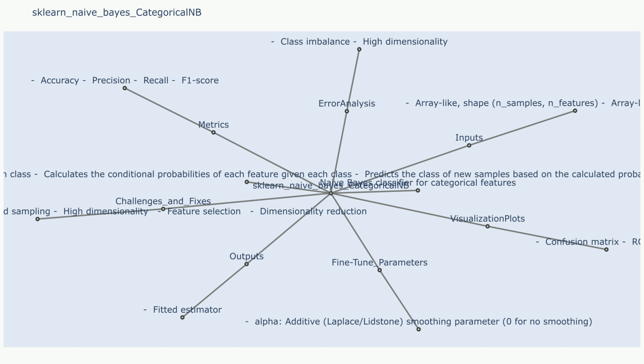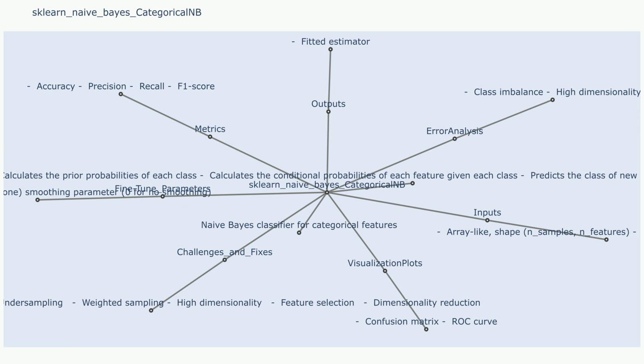predict_proba(X) returns the probability of each class for the input data X, represented as a 2D array of shape n_samples, n_classes. predict(X) returns the predicted class labels for the input data X, represented as a 1D array of shape n_samples. Steps: training phase.